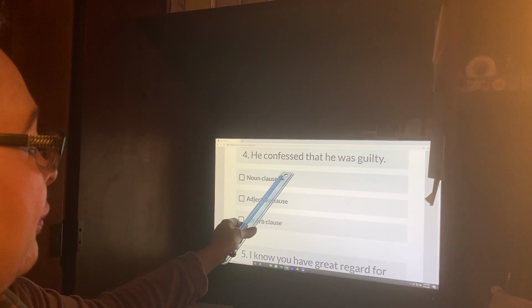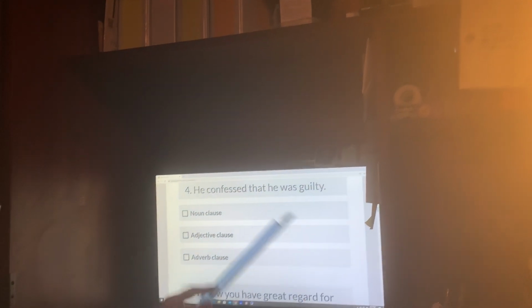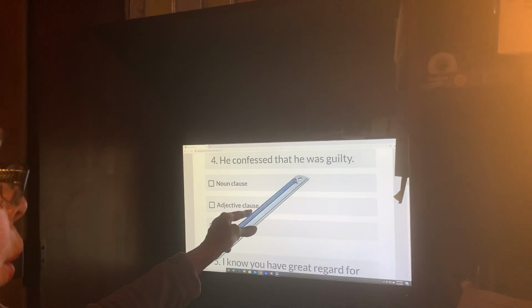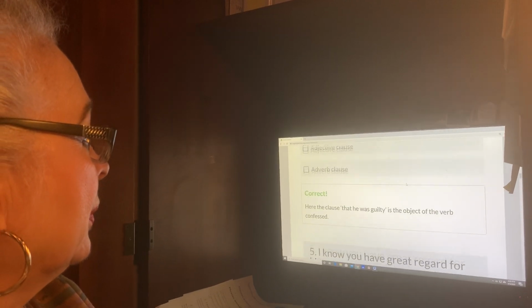Number 4, he confessed that he was guilty. He confessed, AV, he confessed what? That he was guilty. If it answers what, it's AVDO. Noun clause functioning as a direct object. And correct.